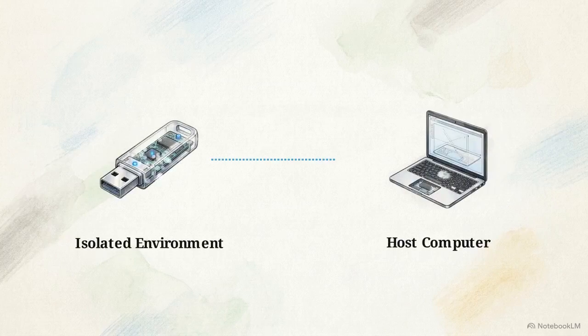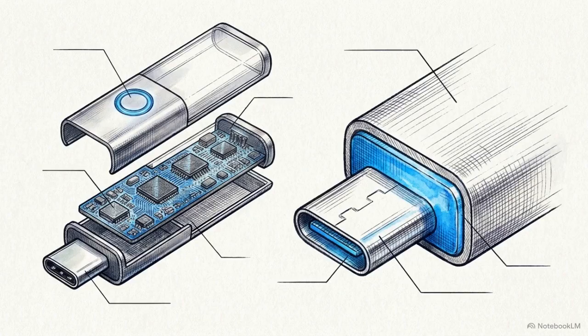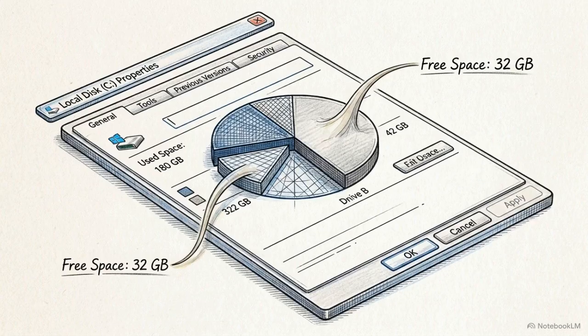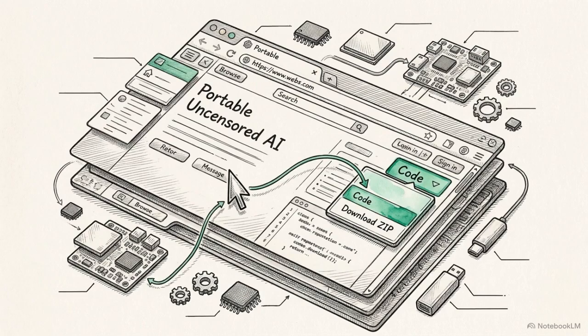It lives entirely on a USB drive, leaving 0 registry keys, cache files, or trace data on the host computer you plug it into. To avoid severe performance bottlenecks, you need a fast USB 3.0 flash drive. It must have at least 16 gigabytes of free space for a lightweight model, though 32 gigabytes is recommended for multiple models. You will also need a temporary internet connection on your main computer for the initial setup, simply to download the core repository files from GitHub.